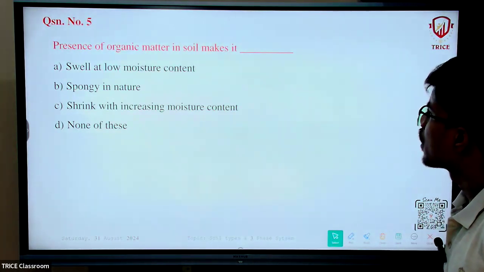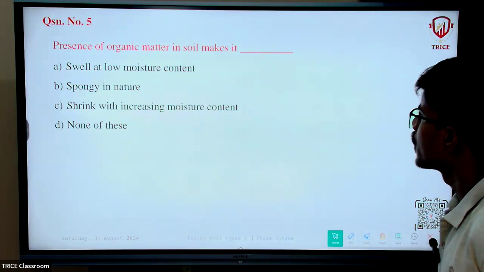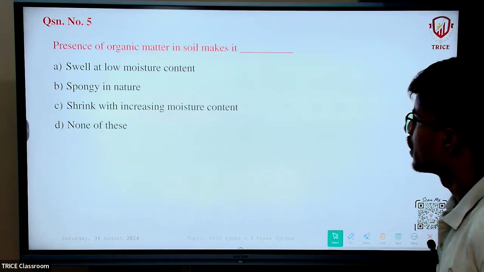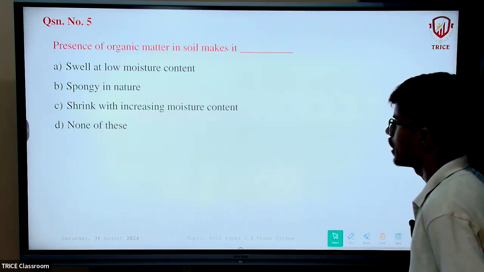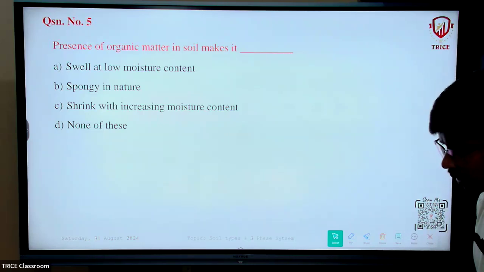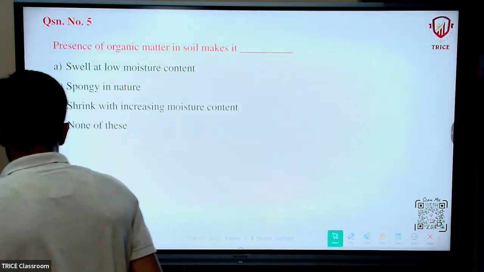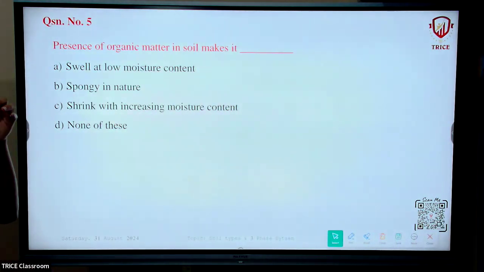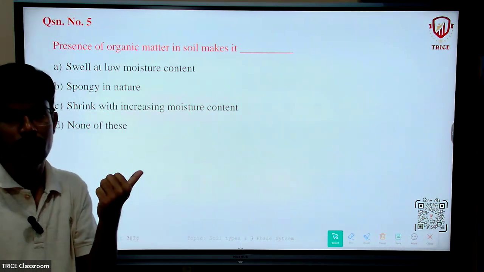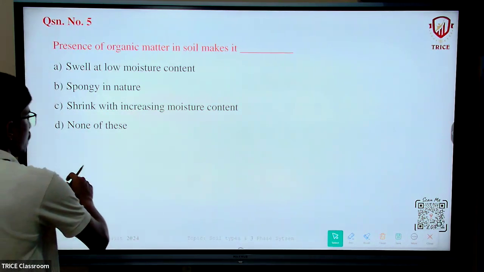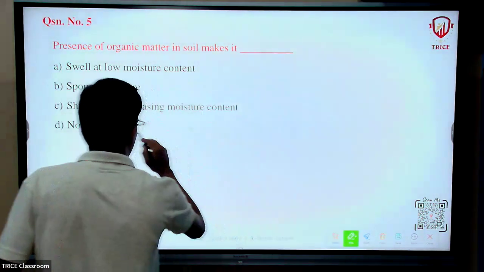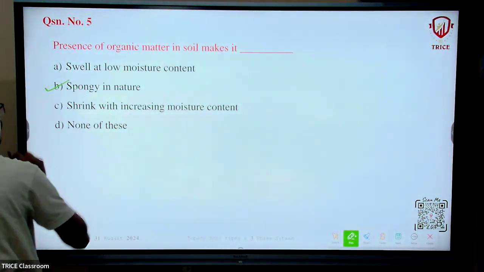So we know that the presence of organic matter in a soil makes it swell at low moisture content, spongy in nature, shrink with increasing moisture content, or none of the above, right? When we have organic matter like peat soils, what will happen? We have both inorganic as well as organic soils. In the organic soils, it makes them completely spongy in nature. Okay. Therefore, this comes under option B.